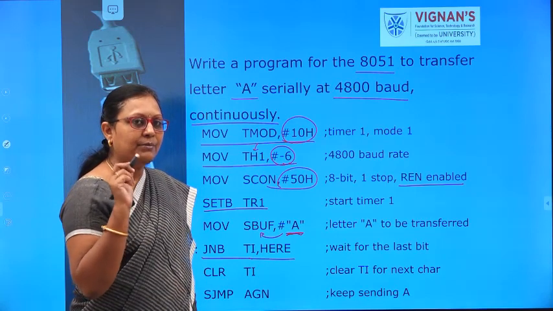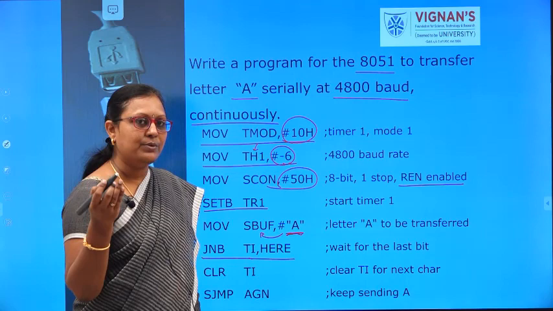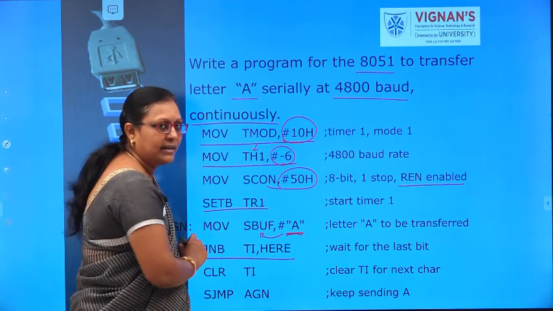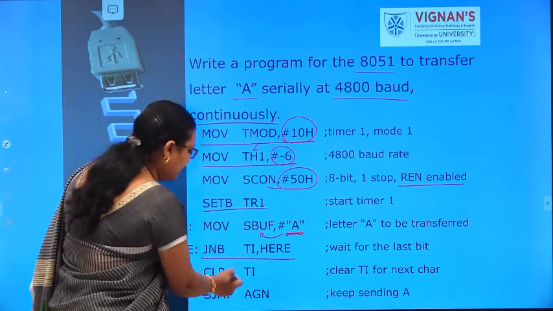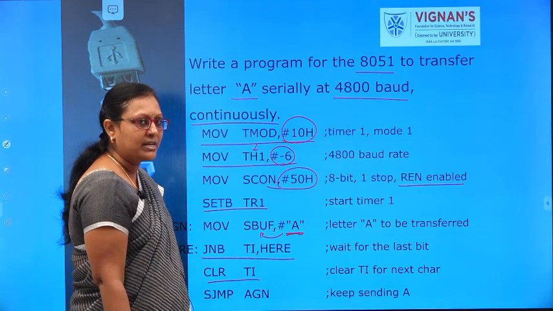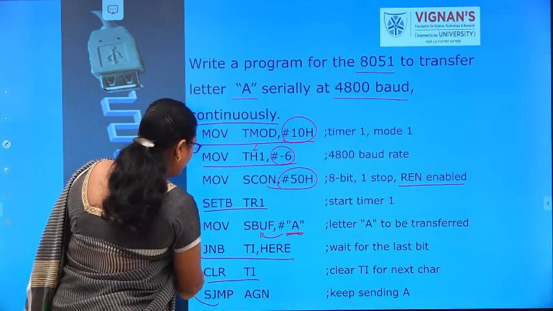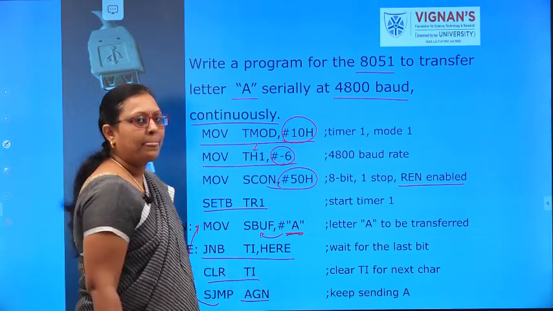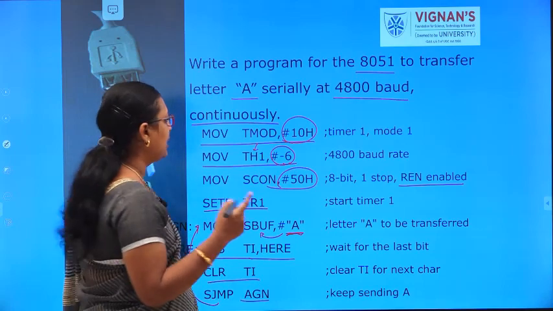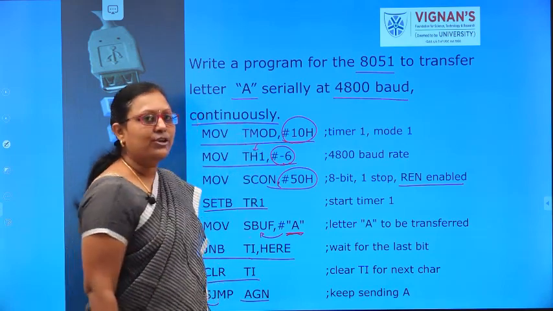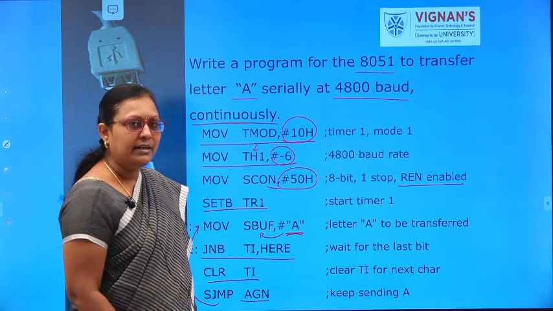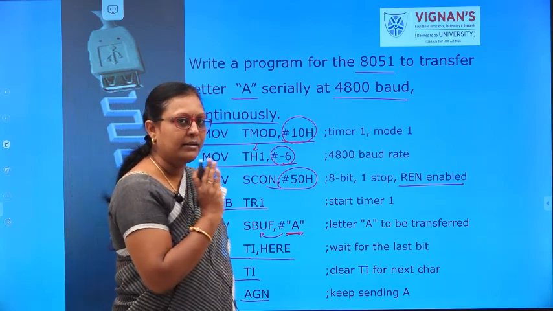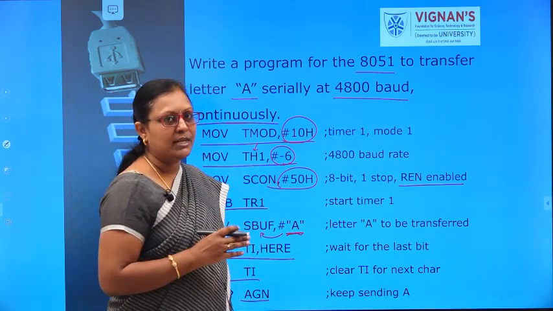Once the transmission completes, the TI flag will be set. So after the complete transmission of A, the TI flag gets set. Once it gets set, clear that TI flag, which is the transmit interrupt flag, and again move on to the same procedure. Why do we give this jump again? In order to repeat it continuously, because you have to transmit the data continuously. So this is all about the transmission of letter A serially at 4800 baud.